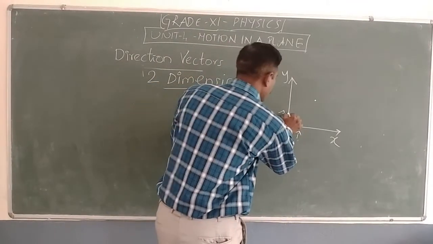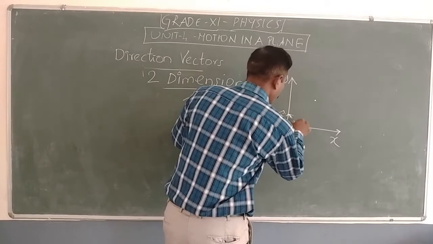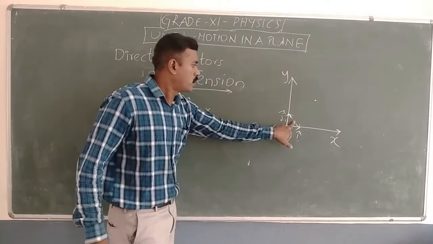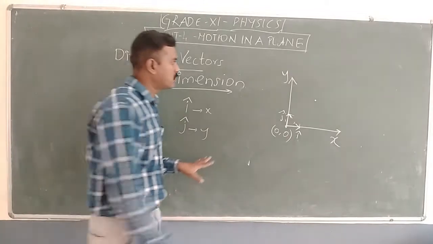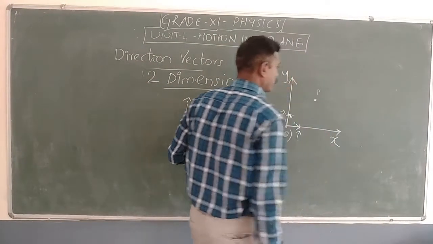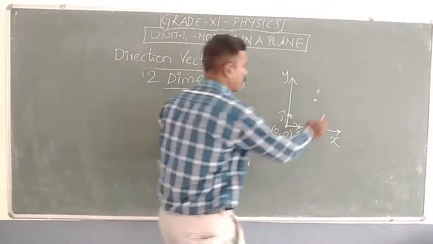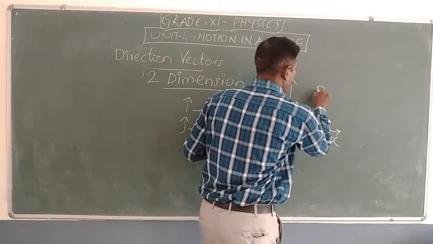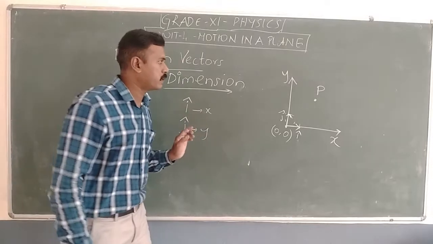So this value is 1. Now randomly I take a point here. Let this be a point P. I will draw it quickly.